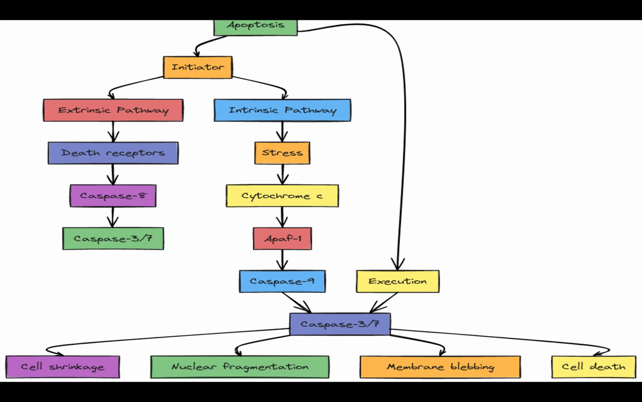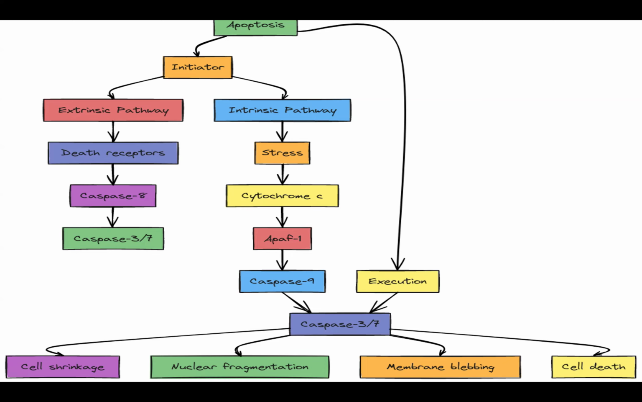The intrinsic pathway. This pathway is activated by internal stress such as DNA damage, oxidative stress, or loss of survival signals. The stress signals cause the release of cytochrome C from the mitochondria into the cytoplasm. Cytochrome C binds with APAF1, apoptotic protease activating factor 1, forming the apoptosome complex. This complex activates caspase 9, another initiator caspase. Caspase 9, like caspase 8, activates caspase 3 and caspase 7, leading to the execution phase.